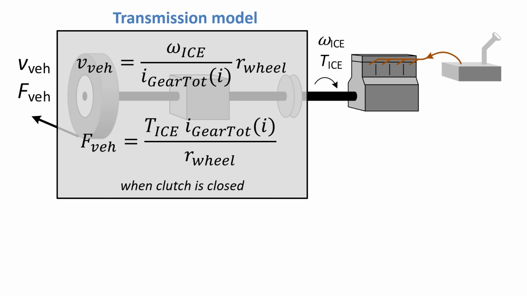Notice that even though the transmission consists of many parts, its overall function is very simple. The transmission model can be used to calculate the vehicle operating point from the engine operating point, or vice versa, to calculate the engine operating point from the vehicle operating point. Shifting gear will change the total gear ratio and thus change what engine operating point corresponds to a specific vehicle operating point.